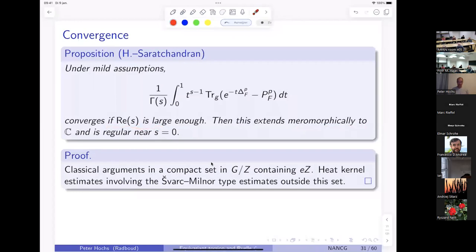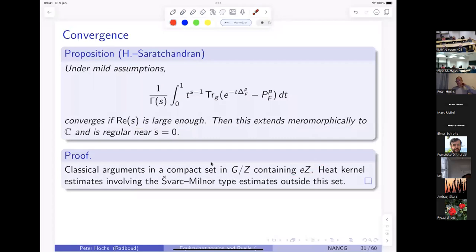The proof of convergence for large real part of s is that you split up the estimates in two parts: a compact neighborhood of the identity coset, where classical arguments apply because your set is compact, and outside the set, you have some decay behavior using certain well-known estimates. I have a question about these mild assumptions. Are they about the metric? Are they about this flat bundle? Are they about the action?